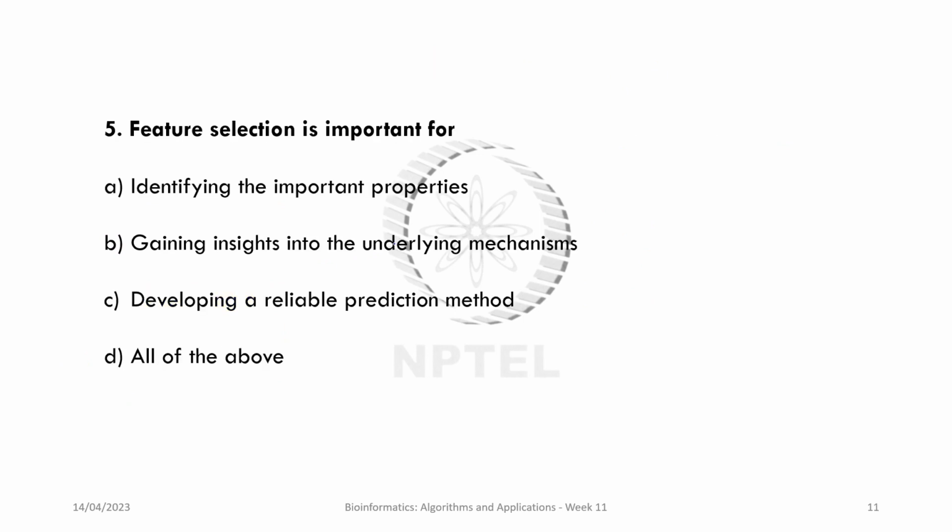All right. Question 5. Feature selection is important for option A, identifying the important properties. Option B, gaining insights into the underlying mechanisms. Option C, developing a reliable prediction method. And option D, all of the above.